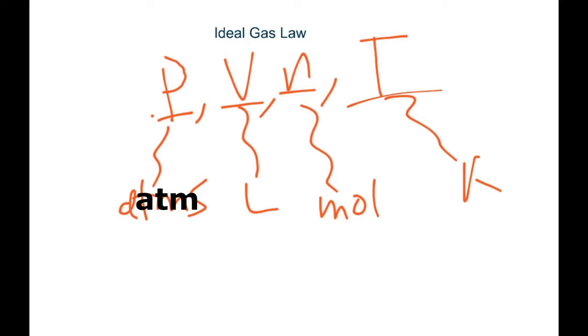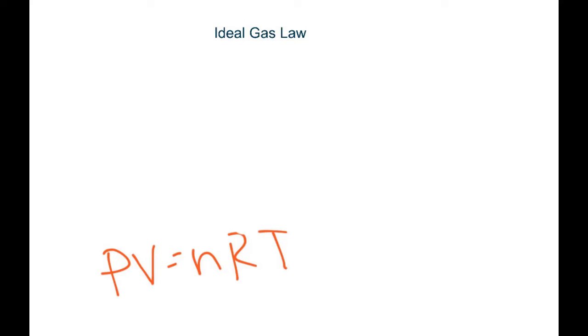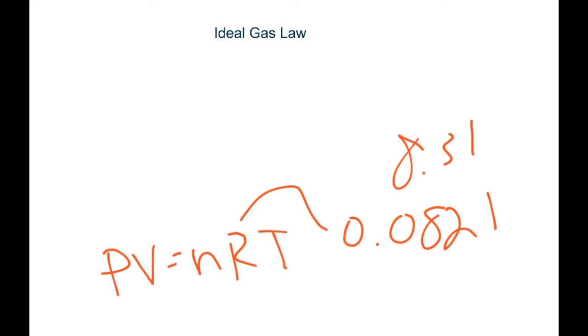And the equation that relates these four units is called the ideal gas law. It's written as PV equals nRT. And this time, the R is not 8.31. This time, R is 0.0821. We only use 8.31 when we are looking at things related to energy in the unit joules.